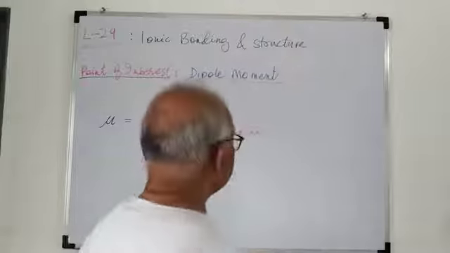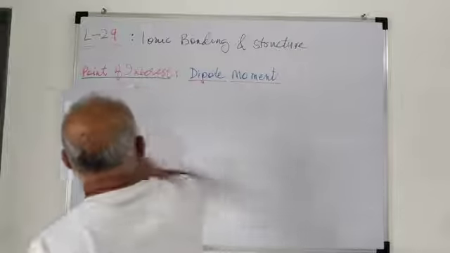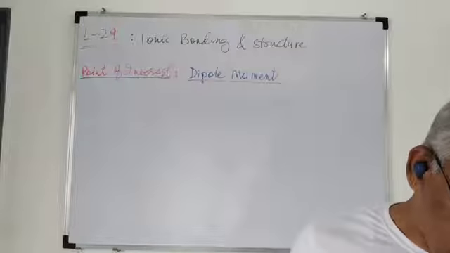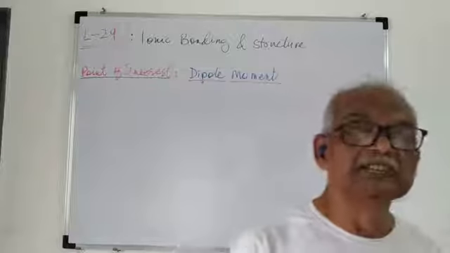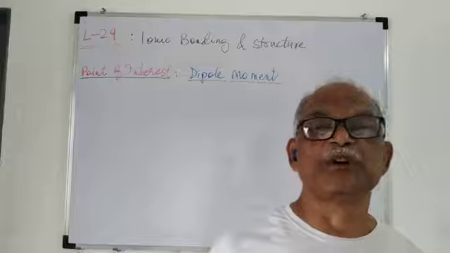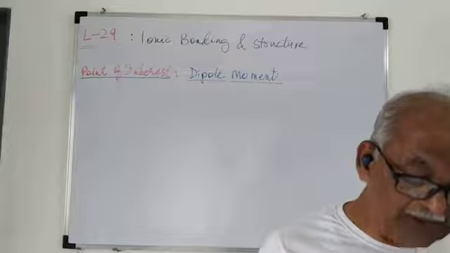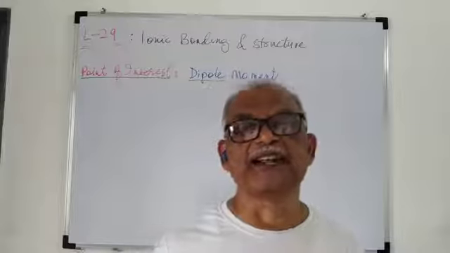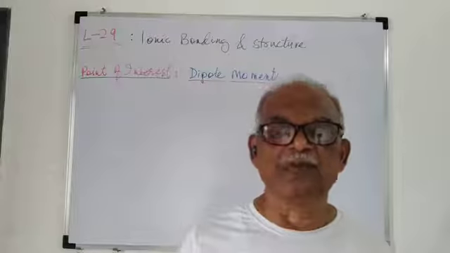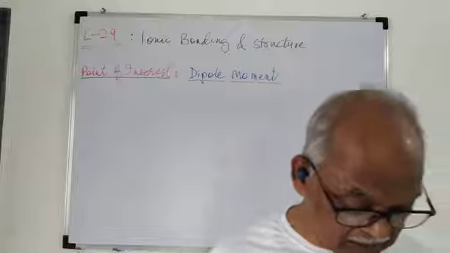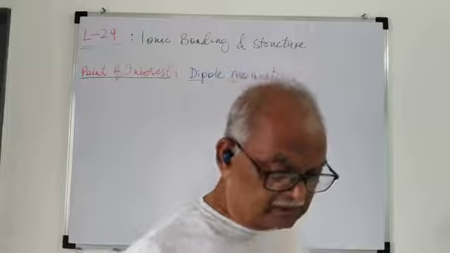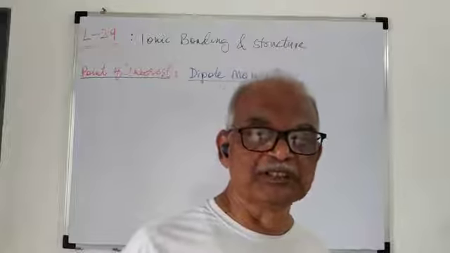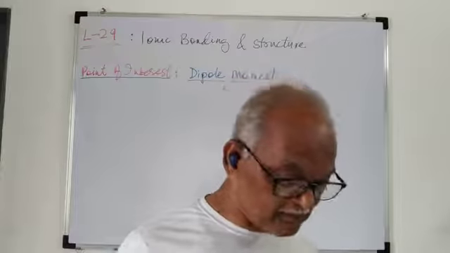The magnitude of the dipole moment depends upon the electronegativity values of A and B. The greater the difference of electronegativities, the greater is the dipole moment of the bond or molecule. And when the dipole moment is larger, the ionic character is more.